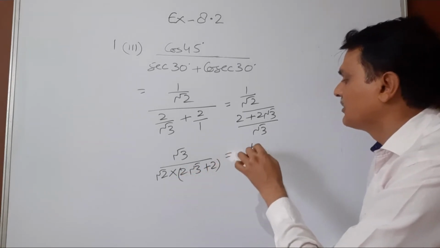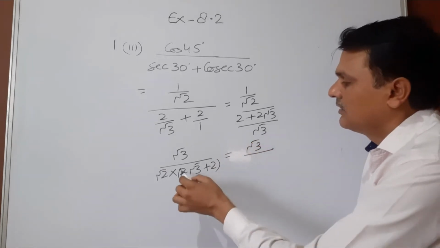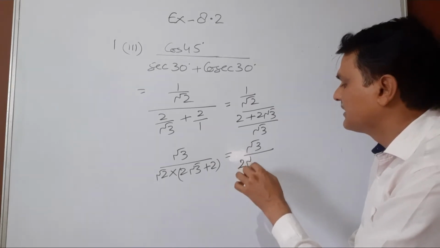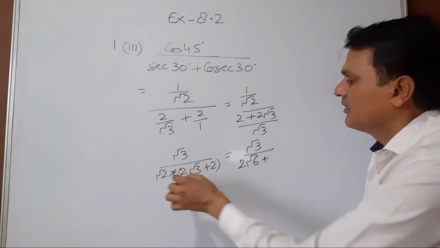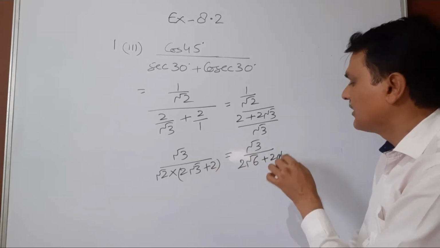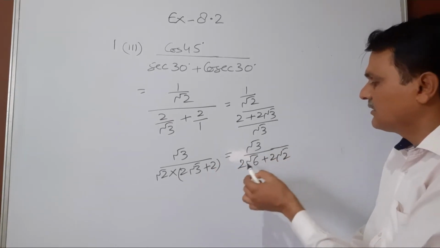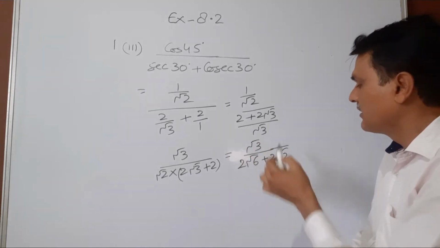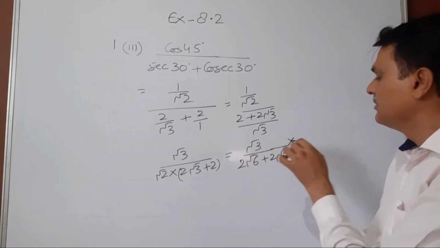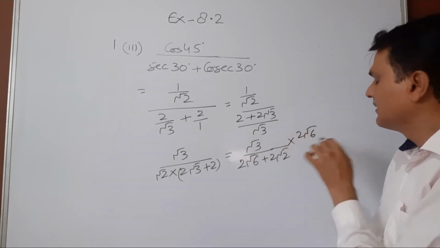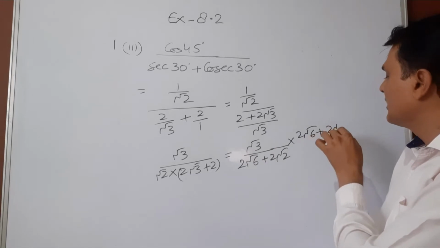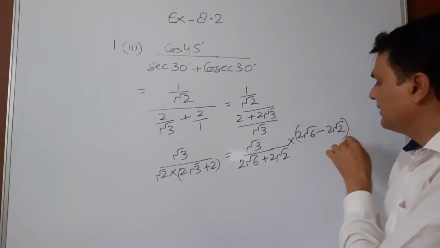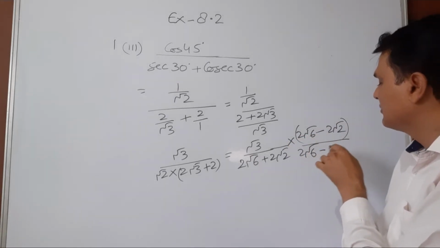Now this will be root 3 upon 2 root 3 root 2 multiplied gives 2 root 6, and plus root 2 and 2 multiplied gives 2 root 2. After this, we multiply numerator and denominator by the rationalizing factor of 2 root 6 plus 2 root 2, then this will be 2 root 6 plus 2 root 2 and 2 root 6 minus 2 root 2.